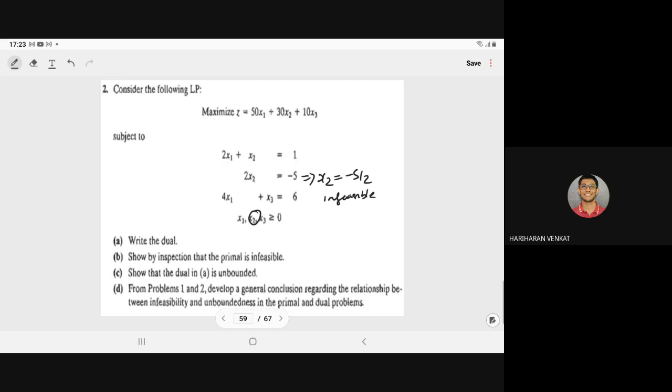Now we have to write the dual. Here all the constraints are already in equation form, so there is no need to add slack or surplus. We have associated y1 with the first constraint, y2 with the second, and y3 with the third as dual variables. The primal is a maximization problem, so the dual will be minimization. W is equal to the right side values, 1, minus 5, 6.